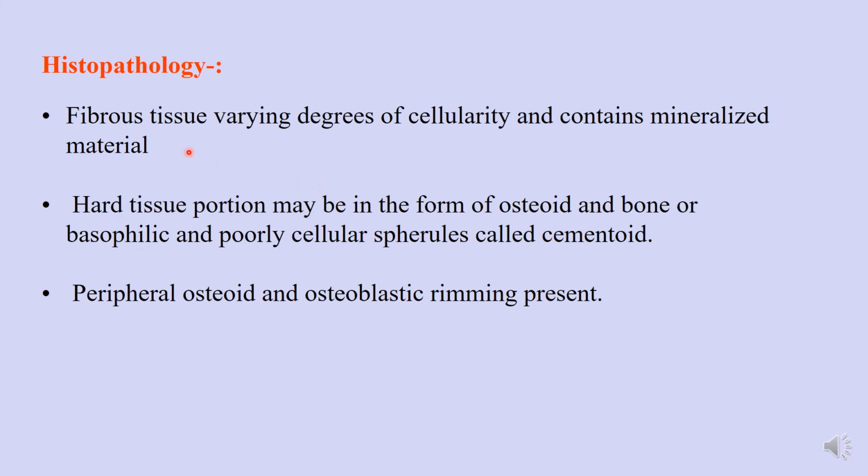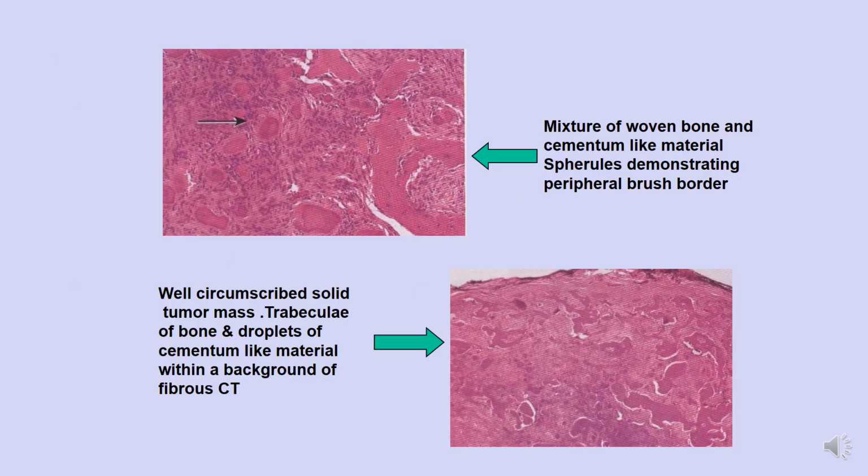Histopathologically, again, it's a fibro-osseous lesion, so fibrous tissue of varying degrees of cellularity is seen, containing mineralized material. The hard tissue portion may be in the form of osteoid, that means bone-like, and bone, or basophilic and poorly cellular spherule-like structures or cementoid-like material. Peripheral osteoid and osteoblastic rimming is present. That is the major histological difference between fibrous dysplasia and ossifying fibroma.